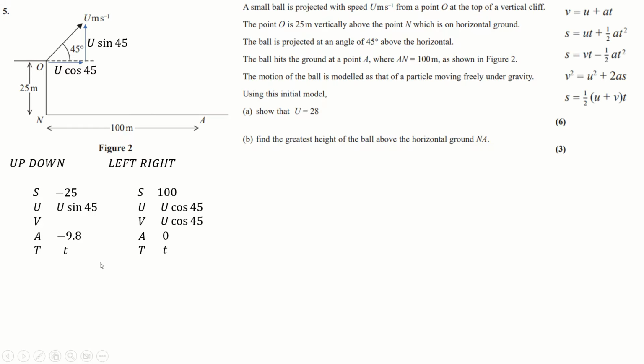That's the one that transfers, because the amount of time it takes to go 100 meters horizontally is the amount of time it takes to go 25 down, because it's the same system. So good, I think I can use this to solve for T. Here are all my SUVAT equations from the formula book, so I'll use this one maybe.